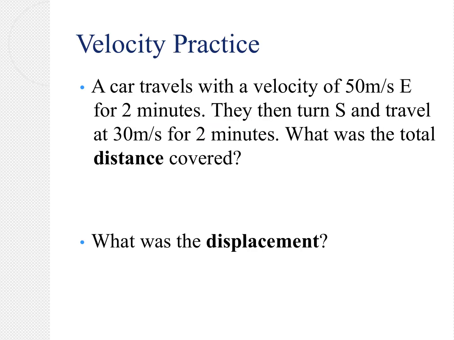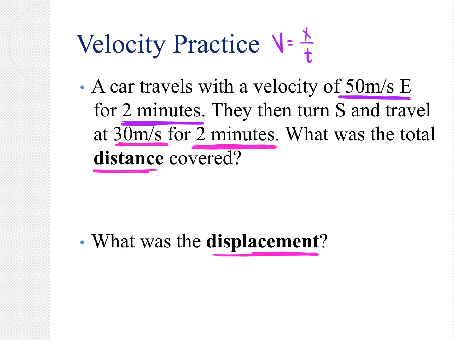Let's try this problem here. Based on the equation we just learned, velocity equals displacement over time. That's what we're thinking through here. A car travels with a velocity of 50 meters per second east for 2 minutes. They then turn south and travel 30 meters per second for 2 minutes. What was the total distance covered and what was the displacement? So we're asked for two different things here.